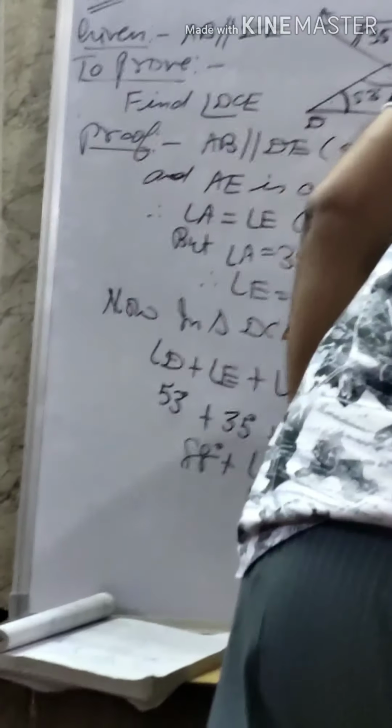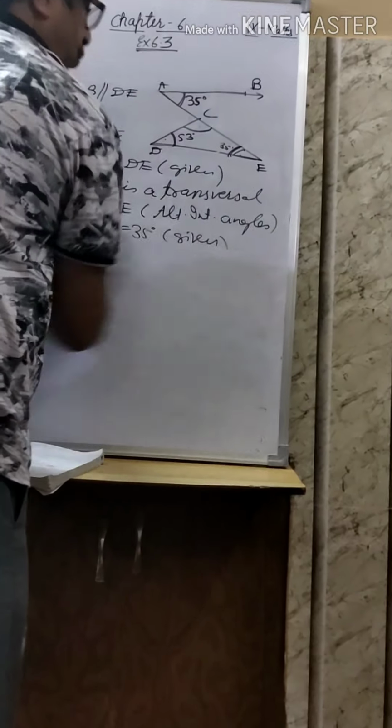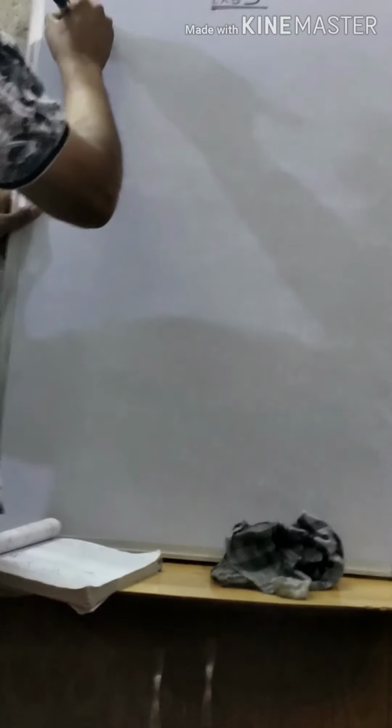Two seconds to read question number 4. What is question number 4? You see, question number 4 is also very easy. You can do it; there will be no problem. I will only give the hint, and you will complete it yourself, what is given and what to prove. So you see question number 4.